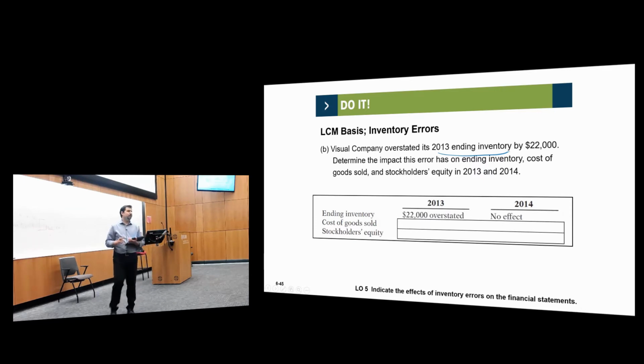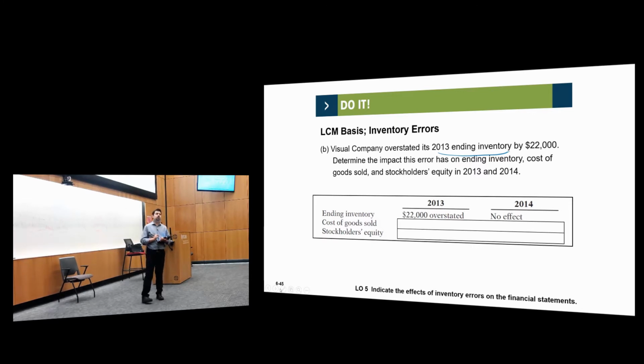You said it correctly, differently but correct. So basically, it has no effect because the ending inventory in 2014 depends on what? The actual physical count at the end of 2014. Okay? So unless you make a second mistake in 2014, which would most likely lead to firing you, you assume that ending inventory will be correct. In this case, at least it has no effect on 2014.